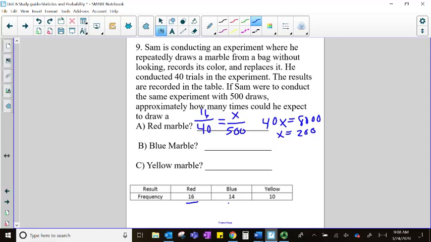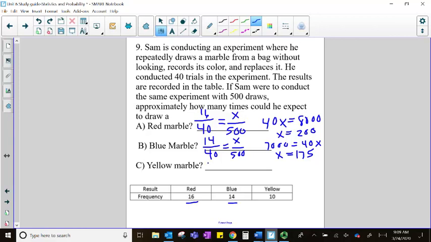Blue marbles, there were 14 blue marbles out of 40, and we want to know how many out of 500. 14 times 500 is 7,000 equals 40x. Divide both sides by 40, and x equals 175 blue marbles.